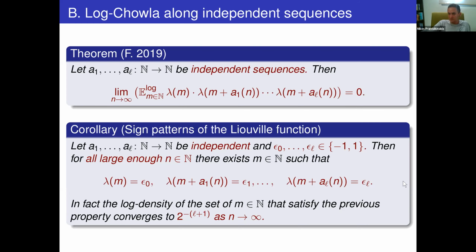This can be shifted so that you will attain the same pattern. And more, you can say that actually the logarithmic density of the n's for which this is attained is the correct one to converge to the correct one. Okay, so these are the two statements I will show.